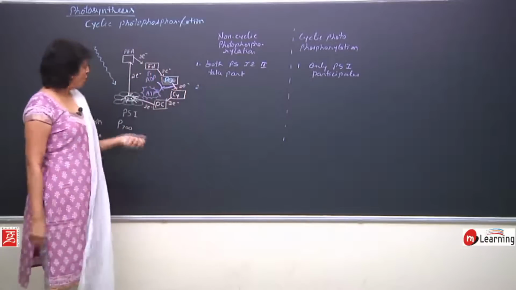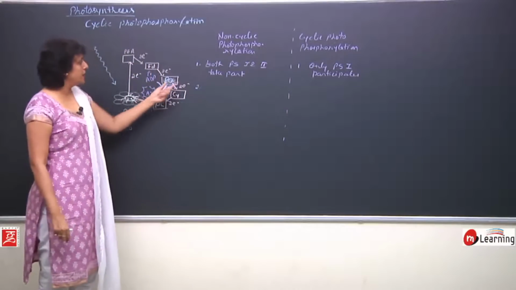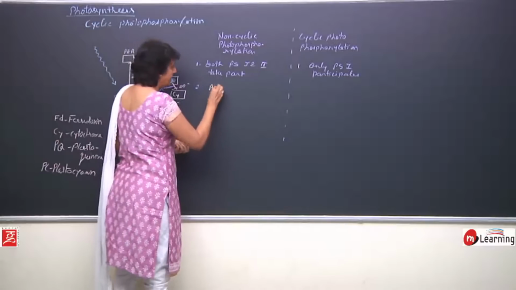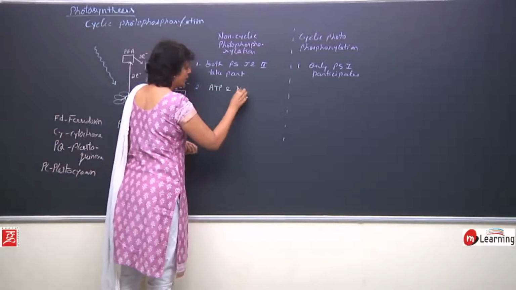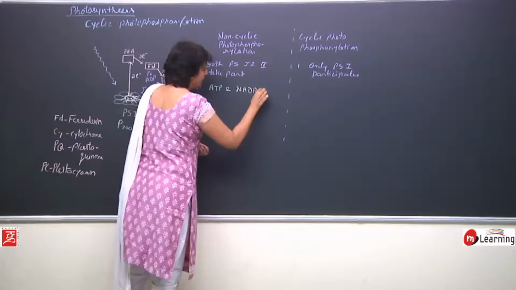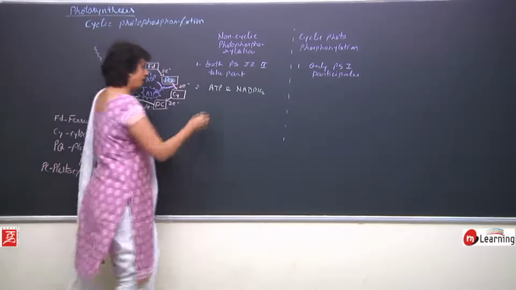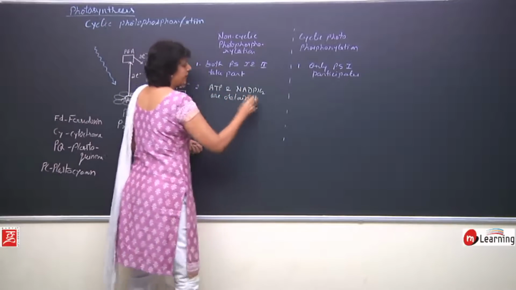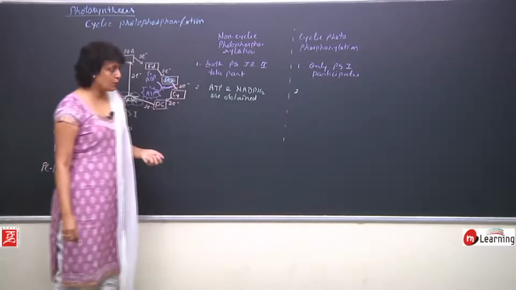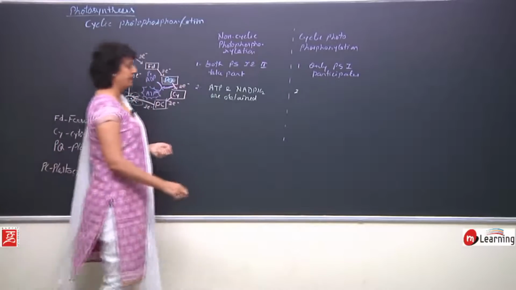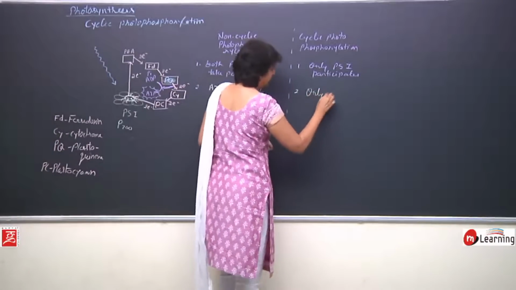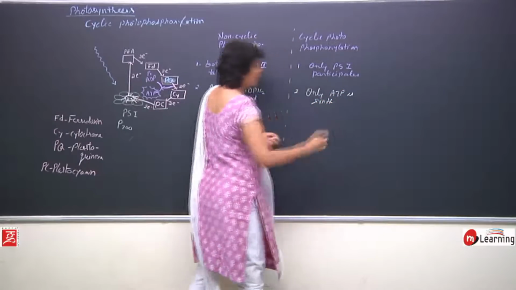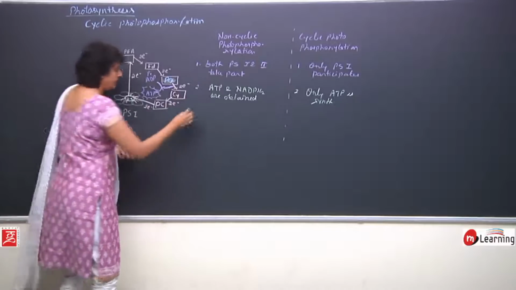Second point, what do we gain out of these two cycles? In case of non-cyclic, the things which we obtain are ATP and the reducing power, that is NADPH2. Both are obtained. Whereas in case of the cyclic one, only ATP is synthesized.